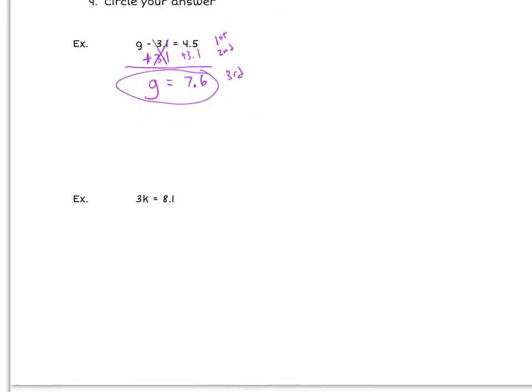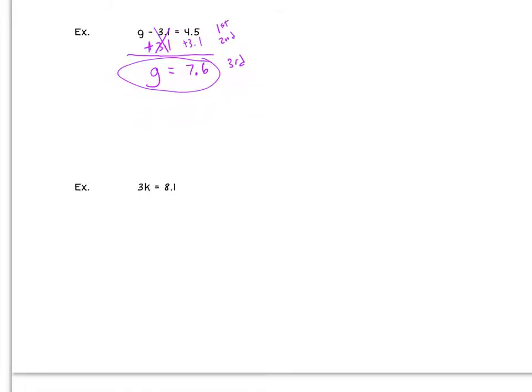Next one. What does it mean when a number is right next to a letter? What operation is that? Multiplication. So what's the opposite or the inverse of multiplication? Division. So we're going to divide. 3K equals 8.1. Divide by 3. The 3's cancel.